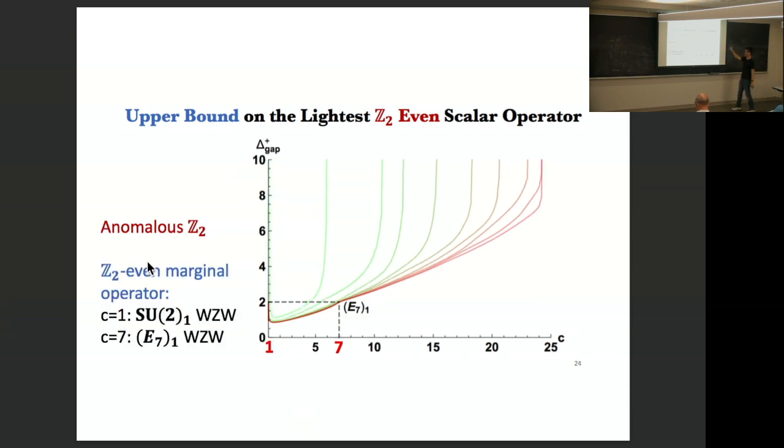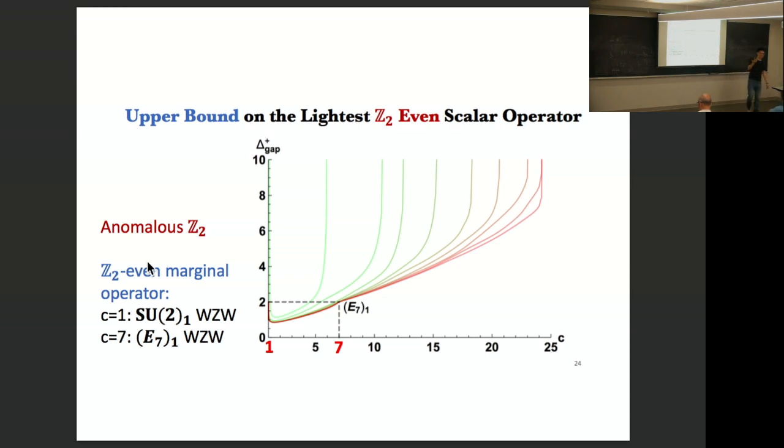Now, for the anomalous Z2, the numbers are nicer. Just look at the red curve. The other curves are irrelevant. So you see that the red curve hits the 2 at 7, and then it curves back up at c equals 1. And that's consistent because there are 2 CFTs that we know at this 2 point, at c equals 1 and c equals 7.